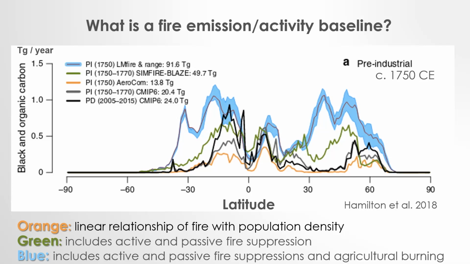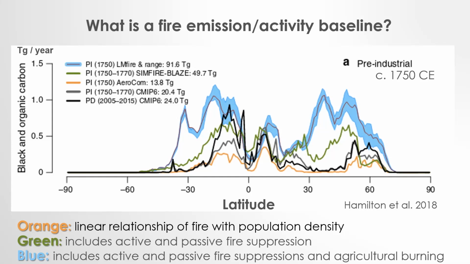However, if you start to include things around active and passive fire suppression, which includes the way that we use land, as well as actually going out and putting out the fires, in particular the change to agricultural land, and creating roads, which create barriers to fire spread, and you start including that information within these reconstructions, what you end up with is a lot more fire in the past.